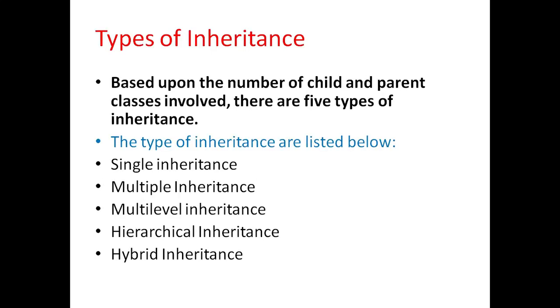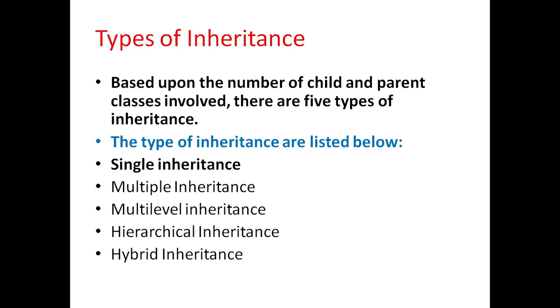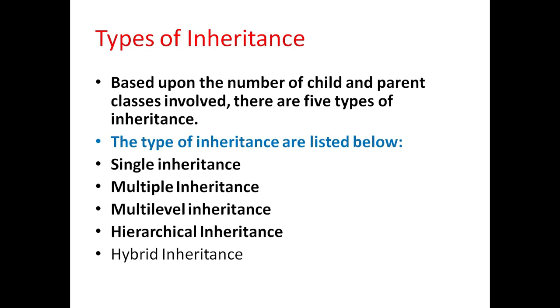Based upon the number of child and parent classes involved, there are 5 types of inheritance in Python. First, single inheritance, multiple inheritance, multi-level inheritance, hierarchical inheritance, and hybrid inheritance.